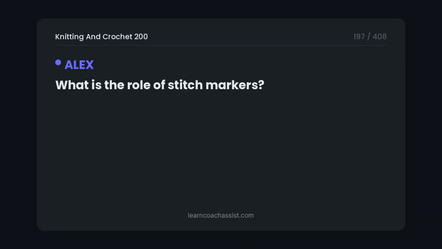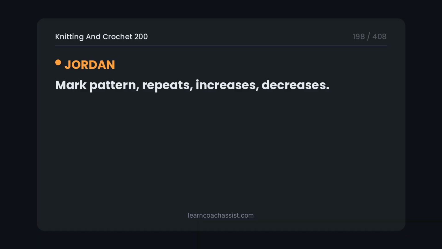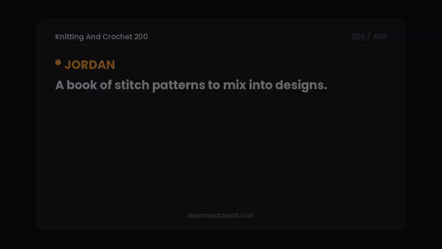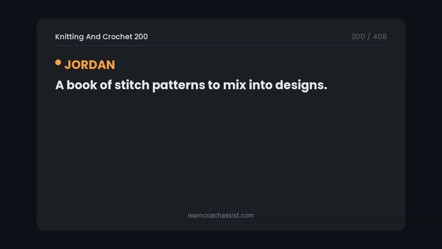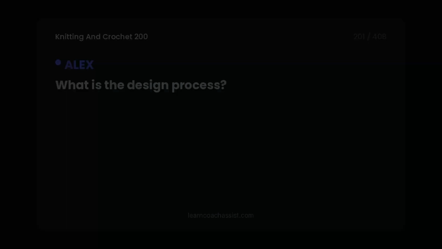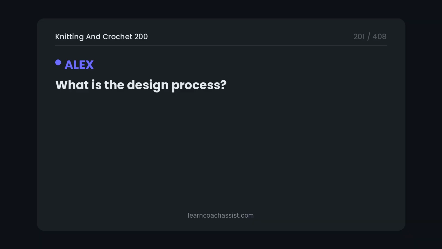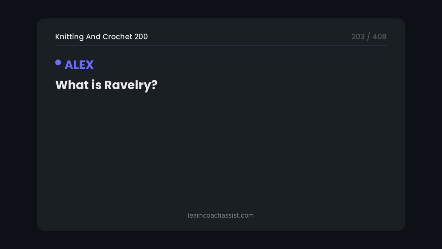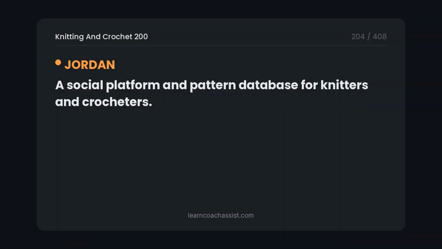What is the role of stitch markers? Mark pattern, repeats, increases, decreases. What is a stitch dictionary? A book of stitch patterns to mix into designs. What is the design process? Concept, swatch, measurements, math, instructions. What is Ravelry? A social platform and pattern database for knitters and crocheters.